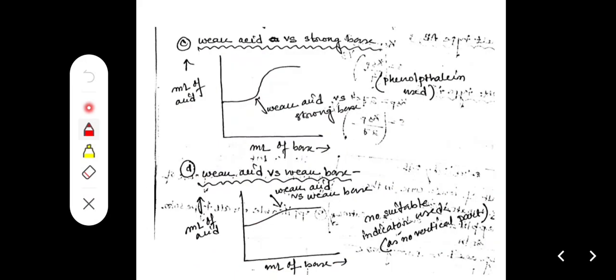For weak acid versus strong base, with ml of acid and ml of base on the axes, the weak acid is neutralized at this position, in the basic range, so phenolphthalein is used. And for weak acid versus weak base, there is no suitable indicator. Another type of indicator or another system has to be used.